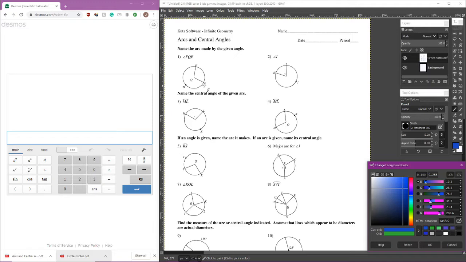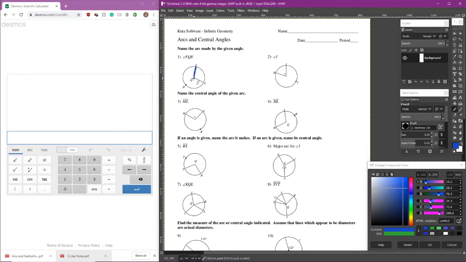The arc that the angle outlines is that edge that it intercepts. So we can take F and E. So angle FQE equals arc FE.